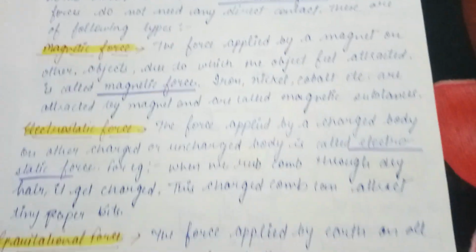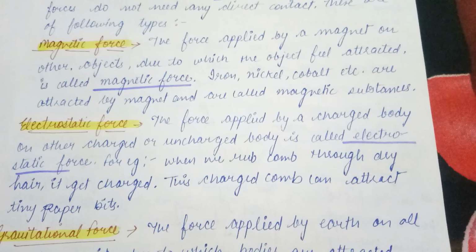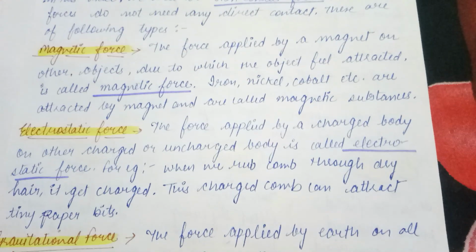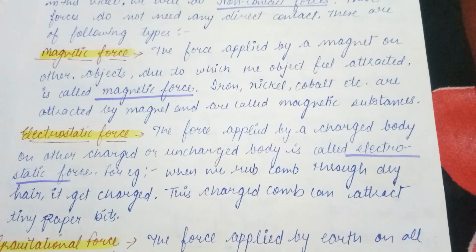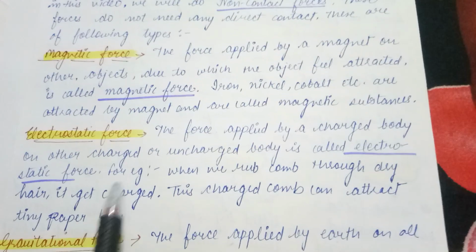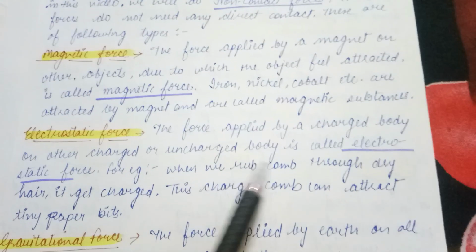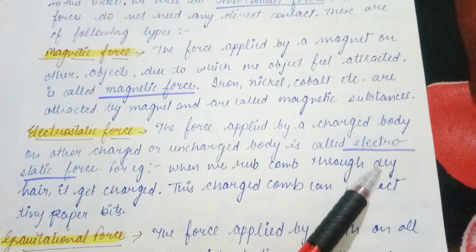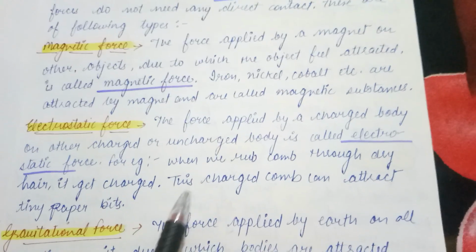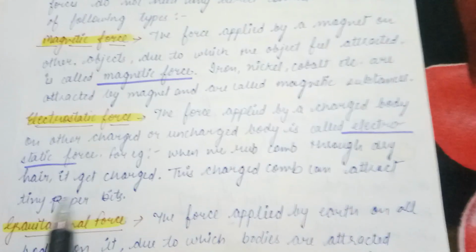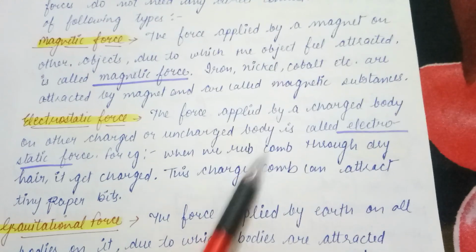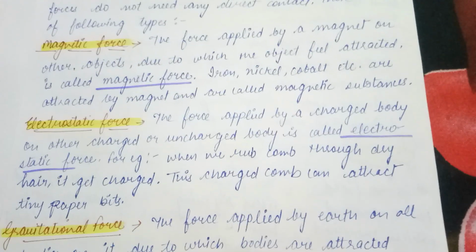The second is electrostatic force. The force applied by a charged body on other charged or uncharged body is called electrostatic force. For example, when we rub a comb through dry hair, it gets charged. This charged comb can attract tiny paper bits. So this force is electrostatic force.